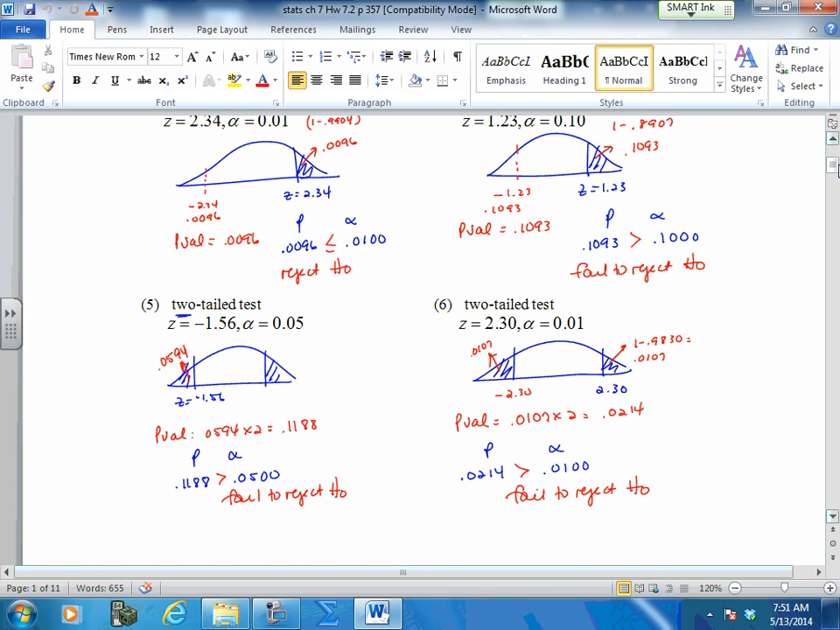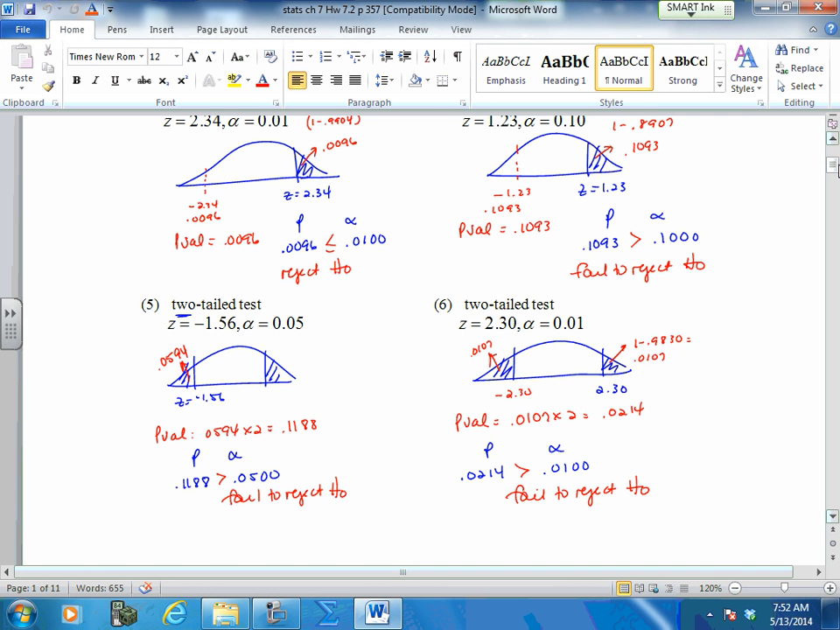Now, when you look up 2.30 on the right-hand side, it is the same on the left-hand side with the negative. It is a symmetric curve. One of the properties is symmetry. It's symmetric about the mean. So the area on the left is the same as the area on the right. Therefore, when you look up the negative 2.3 and you find this area, it is the same as the area on this side. Just take your area and times it by 2.